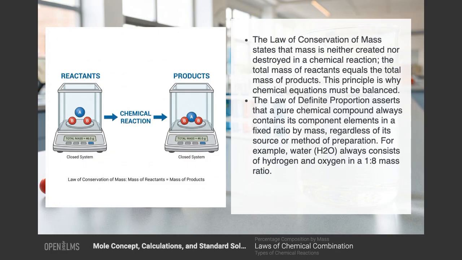The law of definite proportion asserts that a pure chemical compound always contains its component elements in a fixed ratio by mass, regardless of its source or method of preparation. For example, water, H2O, always consists of hydrogen and oxygen in a 1:8 mass ratio.